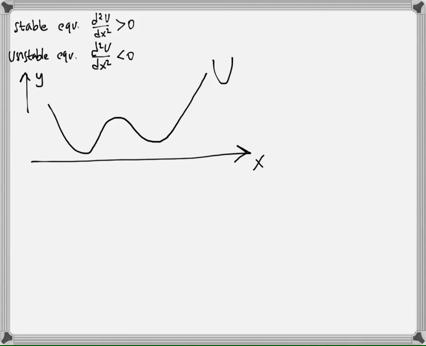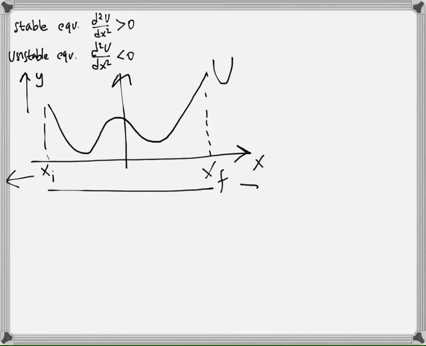Okay, let's draw an axis here. So tell me which points are equilibrium points. Do we have equilibrium points? How many equilibrium points do we have between, let's say, this x initial and x final? We don't know the potential in this direction or this direction. We are only concerned with the potential between these points.